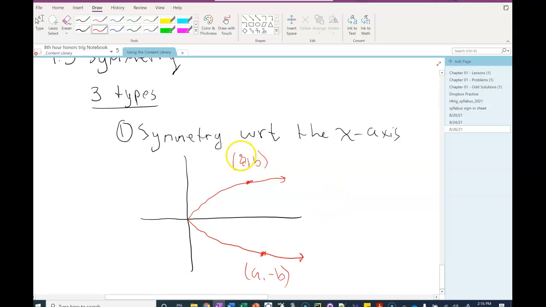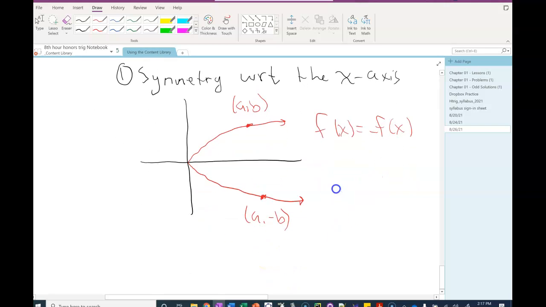So in general then, if I have the point (a, b), that implies that I also have to have the point (a, negative b). What that says is that f of a gives me b, and it also gives me negative b. We're much less interested in that type of symmetry because you can't be a function and have that type of symmetry.